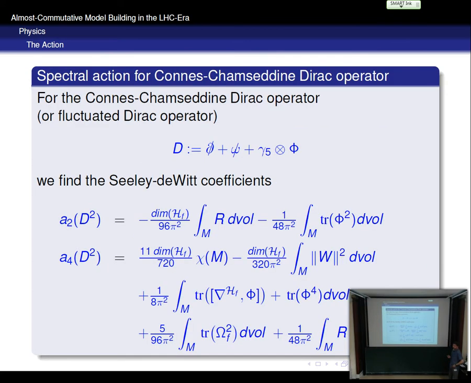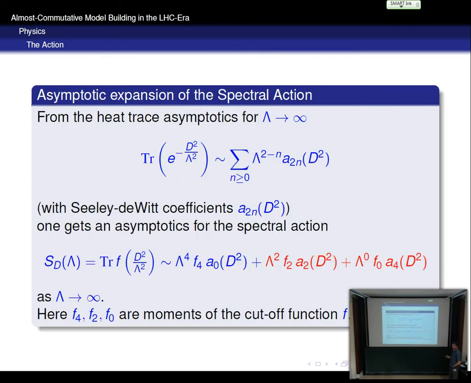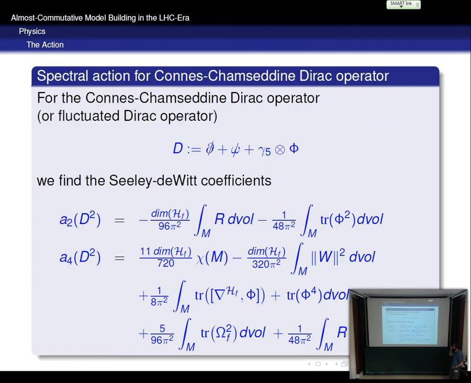So this lambda squared is just one over t. Here you can write t instead of lambda squared, and then let t go to 0 instead of lambda to infinity. Same game. Okay, and if we take this twisted Dirac operator, which I just called the Connes type Dirac operator, the fluctuating Dirac operator, and plug it in, then you get the details.